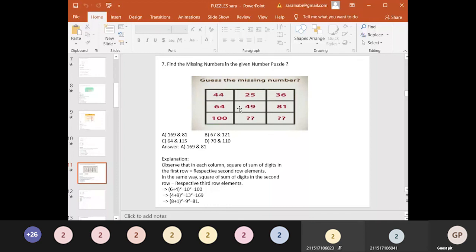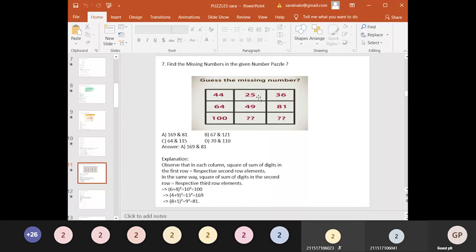For example, 44 and 64. The first digit you take as 6 and the second one is 4. So 6 plus 4 is nothing but what? 10. 10 squared is 100. Come to the first one, 44: 4 plus 4 is 8. 8 squared is 64. So there is some relation.